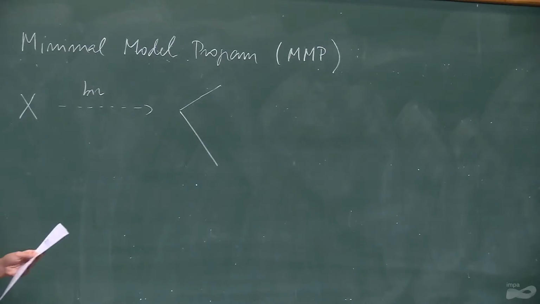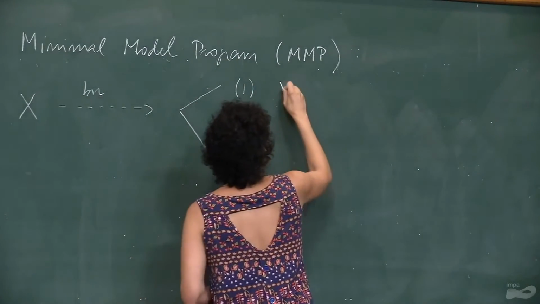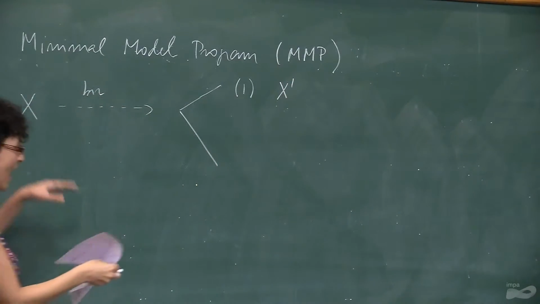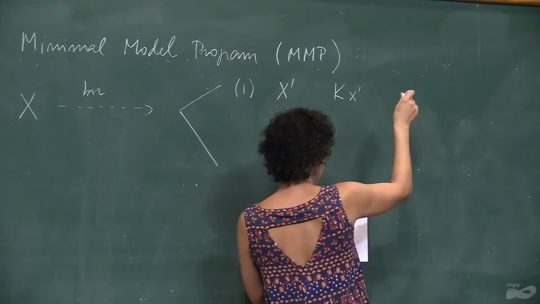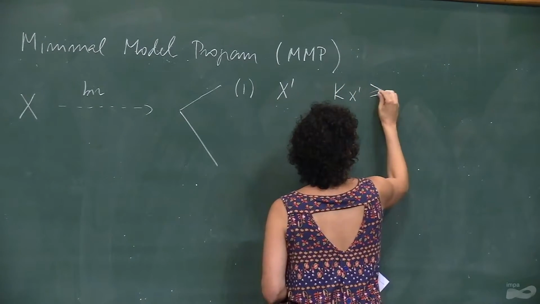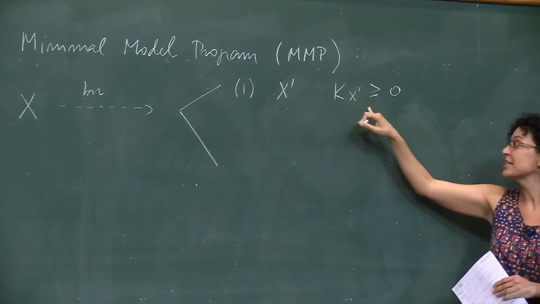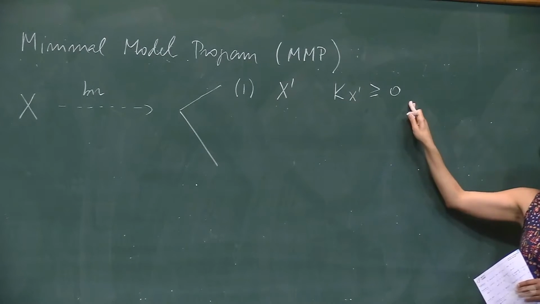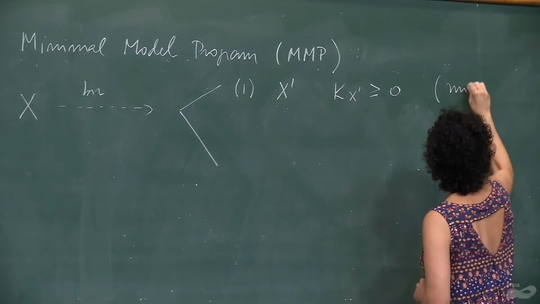So either, let's say the first possible output is another variety X', birational to X, such that the canonical class is greater or equal than 0. By that, I mean that if I intersect K_X' with a curve, then it gives me a non-negative number. So this is called a minimal model.